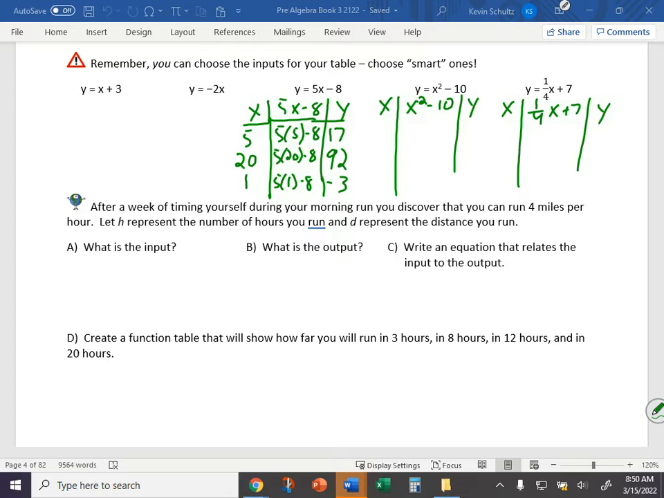Right? So again, you get to choose what these inputs are. It's what you're testing, what you're putting into the equation. And then the output, the result, is the y value. Okay? The next one, we throw an exponent at you. X squared minus 10. What would you like to test? What did you plug in, John? 5. If x is 5, we get 5 squared minus 10, which equals what, John?